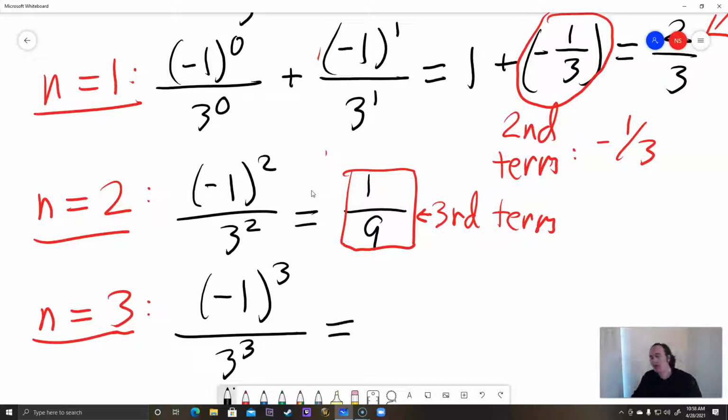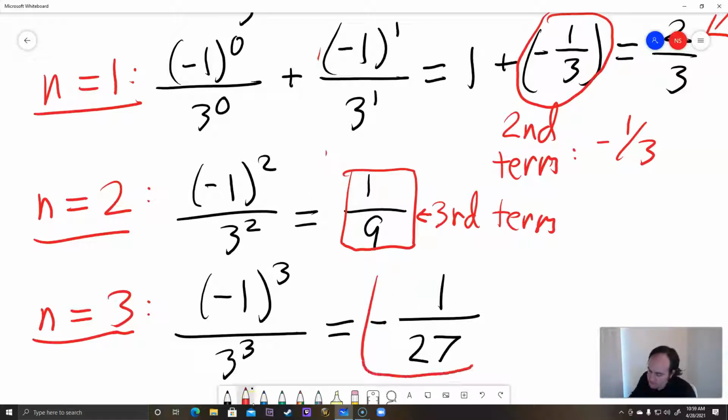So remember, negative 1 raised to an odd power is negative, and negative 1 raised to an even power is always positive. So this one's going to be negative 1 over 3 cubed. And for 3 cubed, that's going to be 3 times 3 is 9, times 3 is 27. So we're going to have negative 1 over 27. And we can just go ahead and factor that minus out front. So we get negative 1 over 27 for the fourth term.